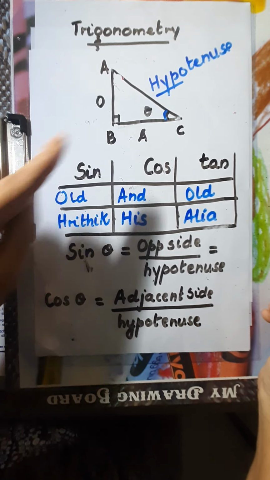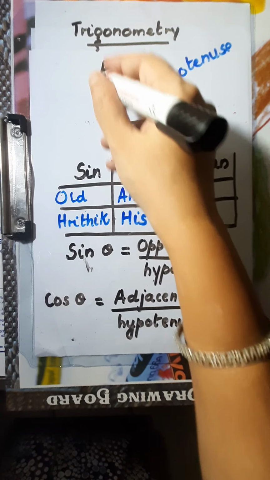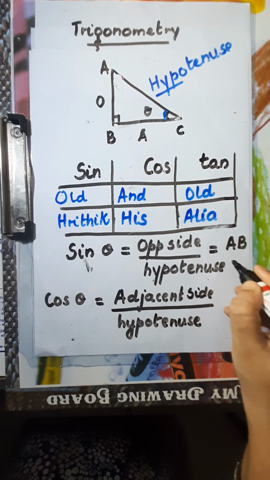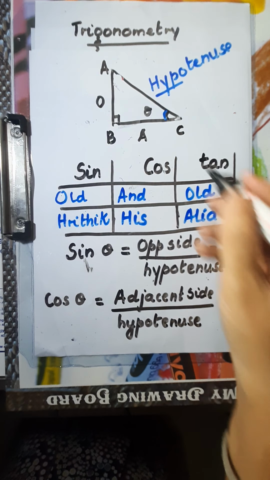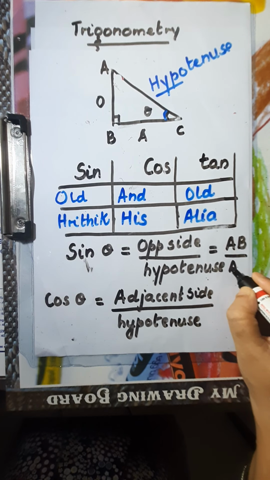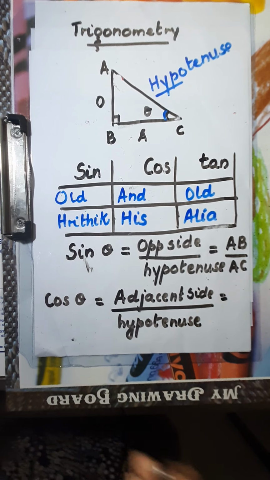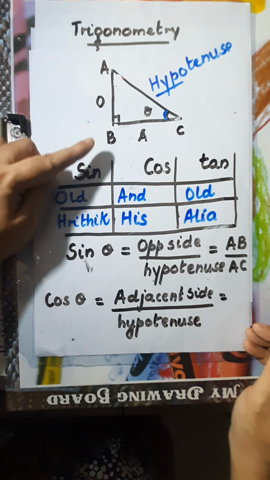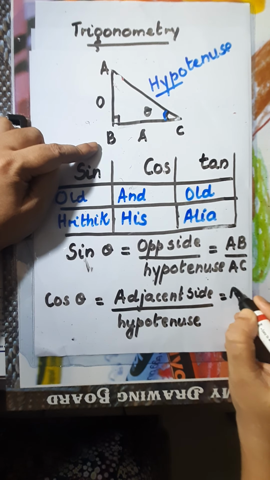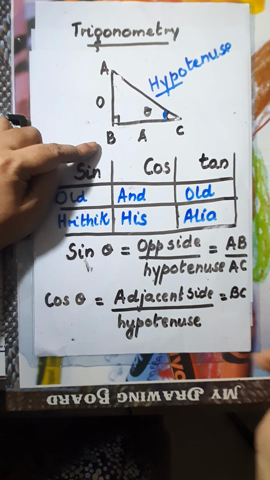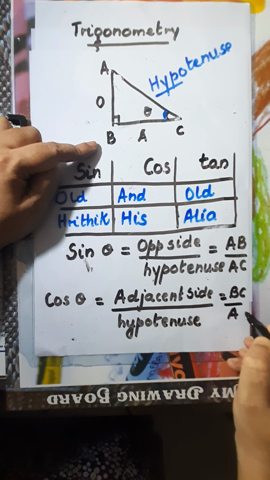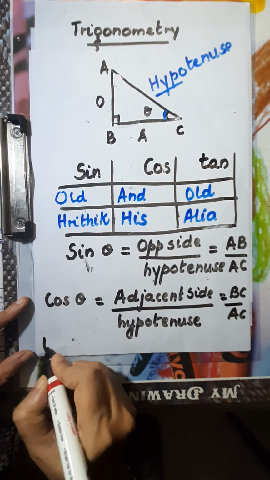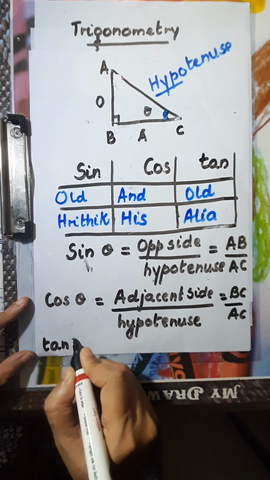Now, for theta, can you tell me which is the opposite side? The opposite side is AB. And the hypotenuse is AC. Correct? For cos theta, which is the adjacent side? The adjacent side is BC, and the hypotenuse is as usual AC. I finished with sine, I finished with cos. Now I am left with tan theta.